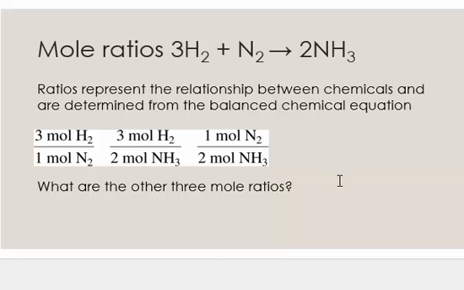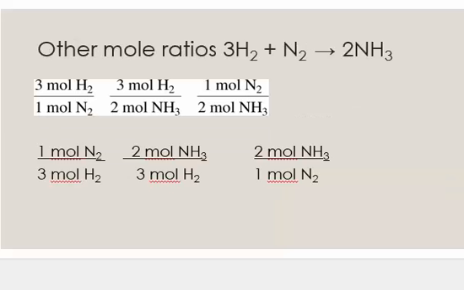What are the other 3 mole ratios for this balanced chemical equation? Pause the video to write them. Here are the other 3 mole ratios in no particular order. 1 mole of nitrogen to 3 moles of hydrogen, 2 moles of ammonia to 3 moles of hydrogen, and 2 moles of ammonia to 1 mole of nitrogen.